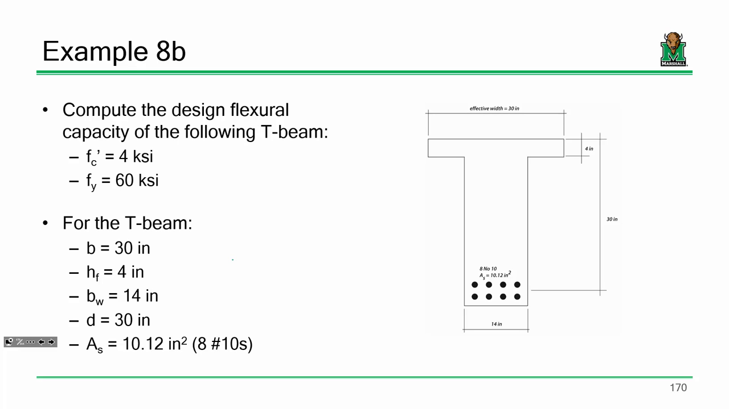but the flange is only 120 square inches. So that means that the neutral axis is somewhere about right here. Hence, we have a true T-beam. And with a true T-beam, we have to be a little careful about how we compute the section.